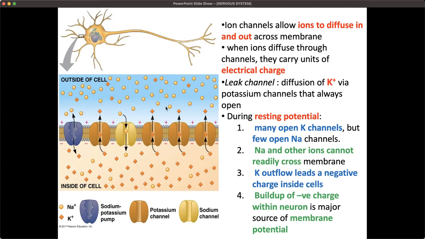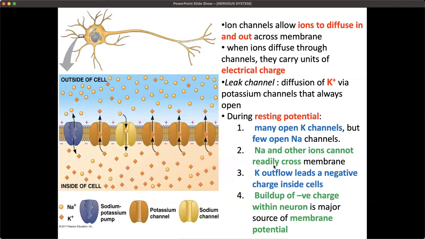There's a leaky channel during the resting potential as well. Okay, the diffusion of potassium via the potassium channel that is always open, because we want to make it more negatively charged during resting potential. So the potassium channel is always open to make sure that the potassium ions always flow out. You have to remember, when there's a question asking what is happening during resting potential, you're going to see that a lot of potassium channels are open, because they want to make sure all the potassium ions flow out, to make it more negative inside, because all the positive has gone out, so it becomes negative inside. Make sense, right? But just a few sodium channels are going to open.